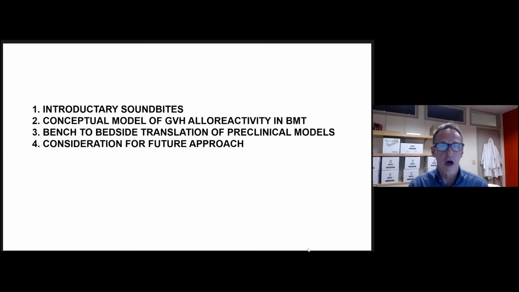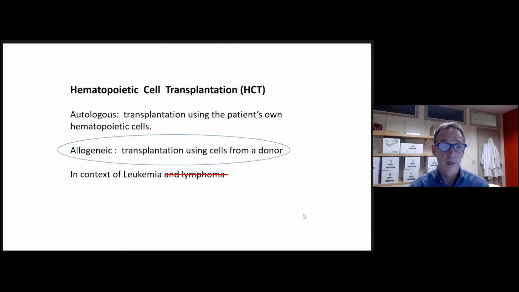Four main topics of conversation: some introductory sound bites for today's presentation. Then I'll show a series of slides on models of graft versus host alloreactivity and BMT. Our program's bench to bedside translation of preclinical models to clinical trials, and then some consideration for future approaches.